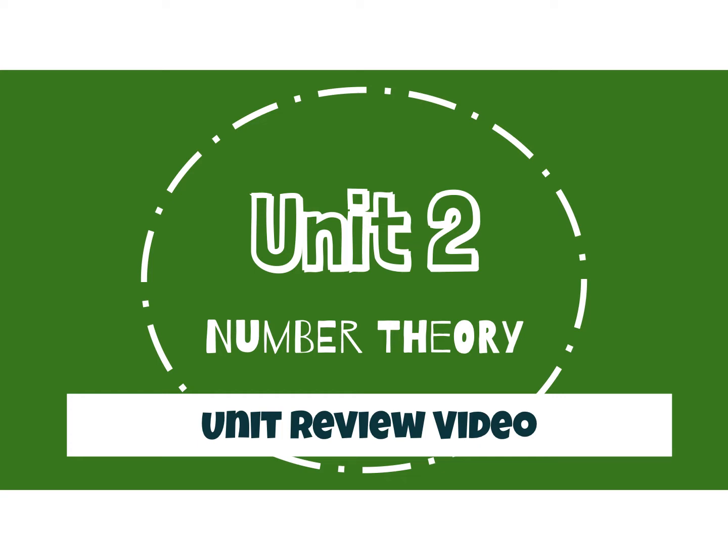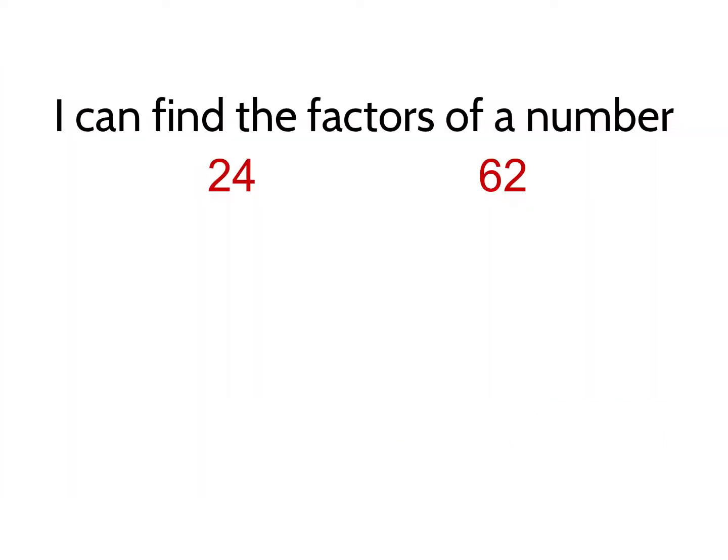So let's go ahead and get started and do some of the types of problems that will be on your test. The first directions will ask you to find factors of a number. That means we want to list out all of the numbers that multiply to be that number. I always start with 1, say 1 times whatever the number is. So 1 times 24.